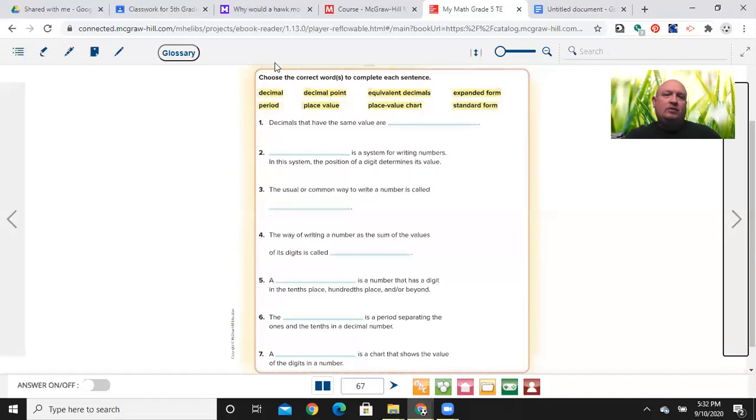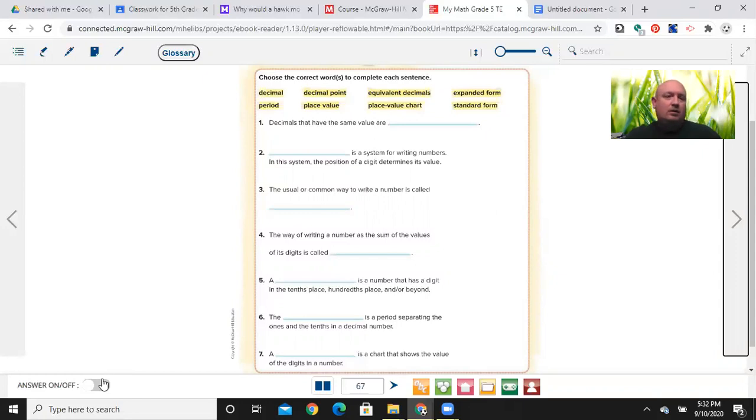So the first part is choosing the correct words to complete each sentence. I'm going to go ahead and turn the answers on right here. If you want to, you may go ahead and pause the video in a minute and see if you can guess the answers. You probably already know them. So go ahead, pause the video, fill it in, and then come back to me. Go ahead and pause it now.